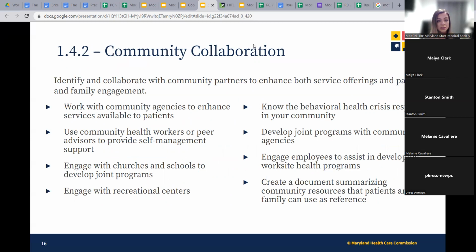And work with community agencies to enhance services available to patients. Use community health workers or peer advisors to provide self-management support. Engage with churches and schools to develop joint programs. Engage with rec centers, and be familiar with the behavioral health crisis response in your community. So again, having those relationships with different behavioral health centers may be very valuable to your patients. Develop joint programs with community agencies and have employees assist in developing worksite health programs. And create a community resource document to share with your patients and their families.